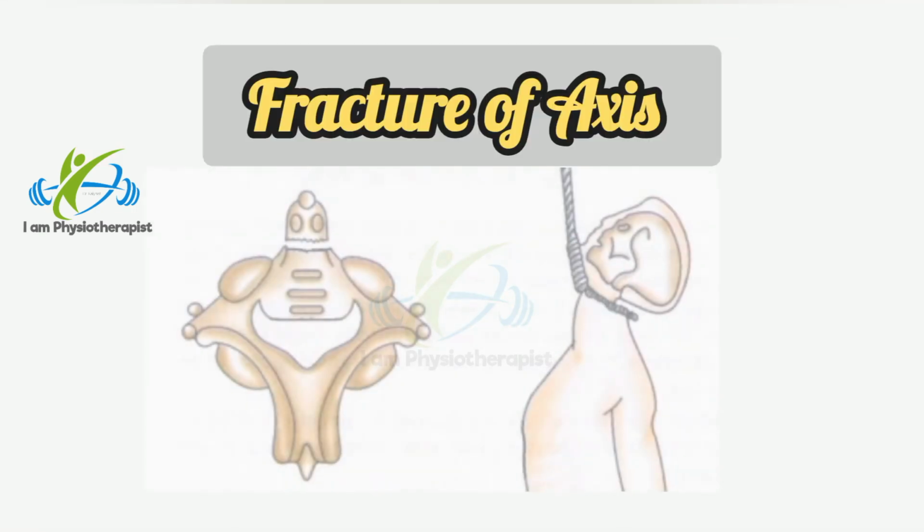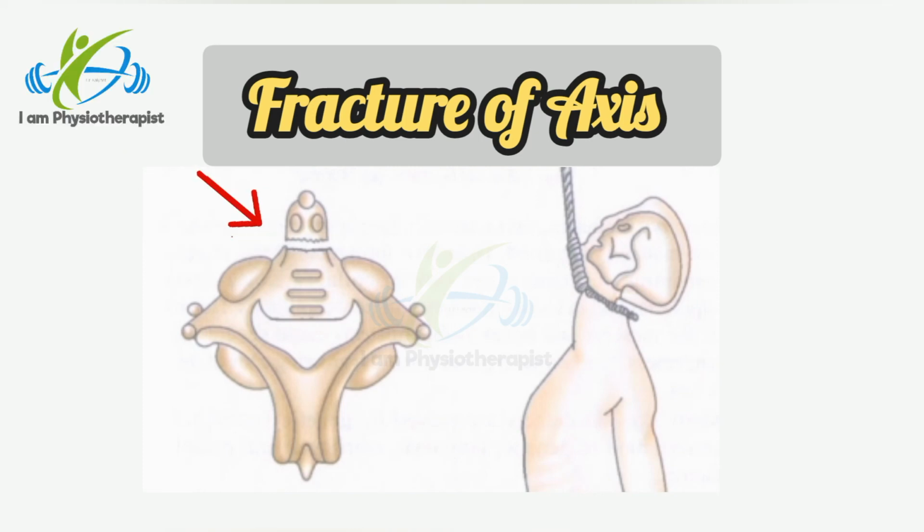The axis or second cervical vertebra may also get fractured. If dens of axis gets separated from the body, it hits the vital centers in the medulla oblongata, causing instant death. Even fracture of laminae may cause death.